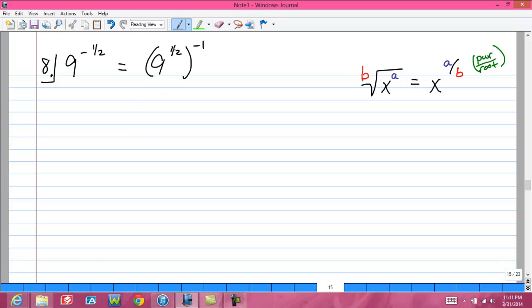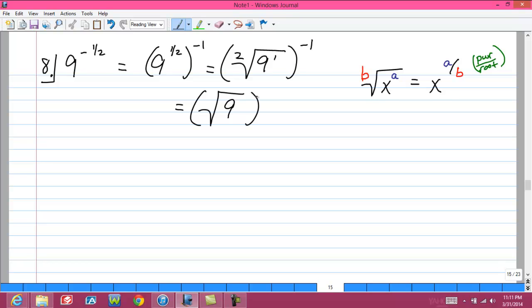Now, rewrite this rational expression. This is the square root of 9 to the first power raised to the -1 power. We know the square root of 9 is 3, and we know from last Wednesday's lesson that -1 we do not want. We do not want any negative exponents.